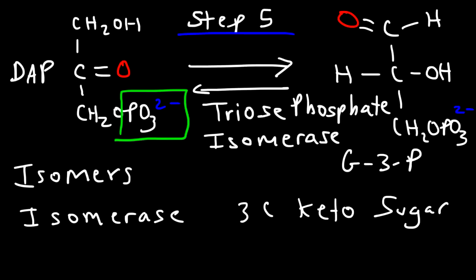Now, it's important to understand that as we get into step 6 of glycolysis, the beginning of the payoff phase, 2 molecules of G3P enter that phase. So if you need to calculate the number of ATP molecules and NADH molecules produced in that phase, you need to double everything. So let me give you an overview.